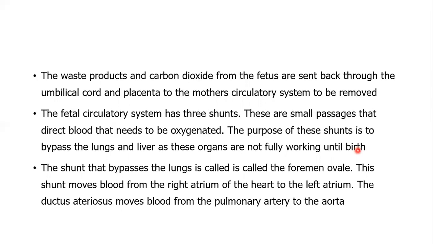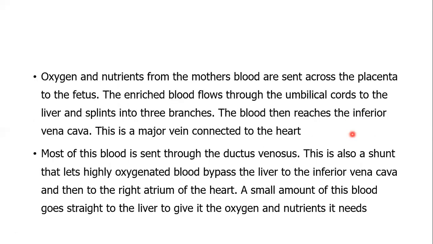The shunt that bypasses the lungs is called the foramen ovale. This shunt moves blood from the right atrium of the heart to the left atrium. The ductus arteriosus moves blood from the pulmonary artery to the aorta. Oxygen and nutrients from the mother's blood are sent across the placenta to the fetus. The enriched blood flows through the umbilical cord to the liver and splits into 3 branches. The blood then reaches the inferior vena cava. This is the vein connected to the heart.